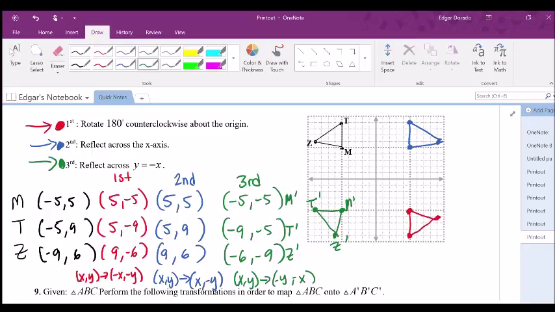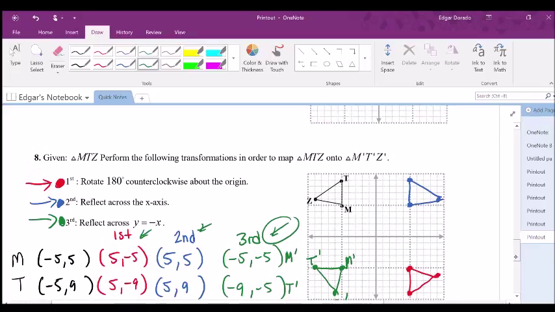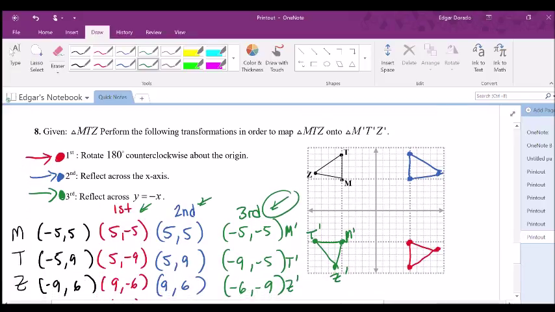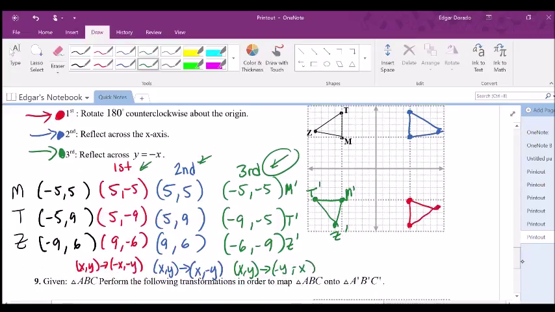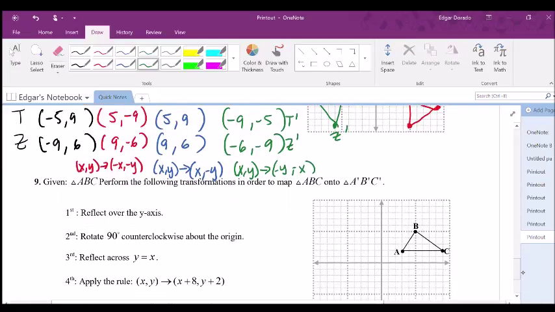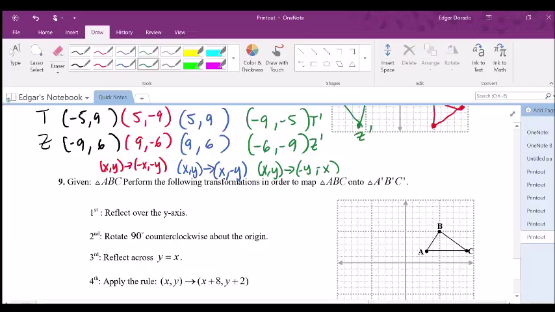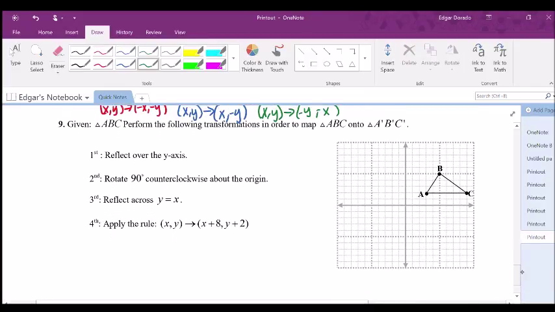So again, yes, these right here were all important, but really the one we want is this one. This is the one that shows us our final position of triangle m prime, t prime, z prime on our coordinate plane. Okay, so we're going to go do something very, very similar right here. So why don't you guys go ahead and try number 9 out on your own. Go ahead and give that a shot, guys, and we'll come back and talk about it when you're done.